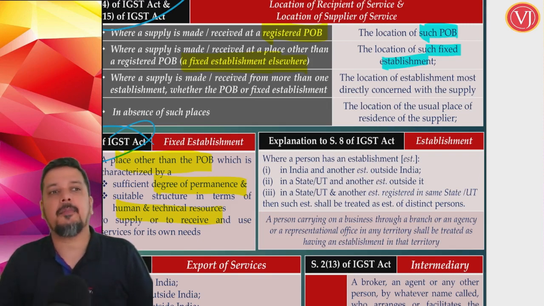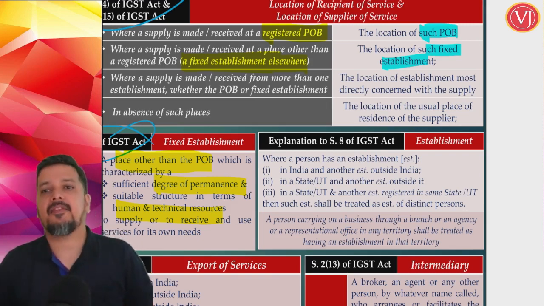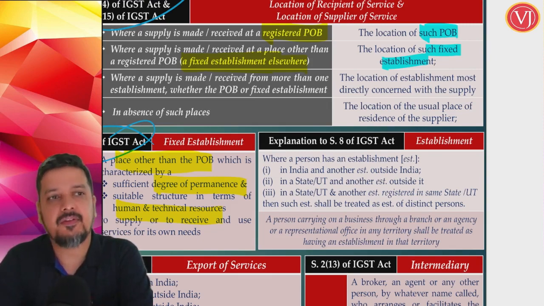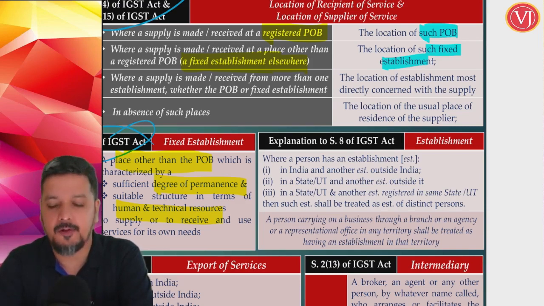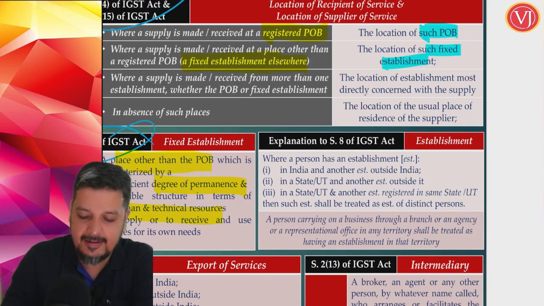Now, assume that I am the supplier of services located in multiple places. I have my branch in Delhi, Bangalore and Coimbatore. When I supply my services, the place from where I am going to supply them might be Delhi, it might be Bangalore, it might be Coimbatore, whichever is more directly concerned.